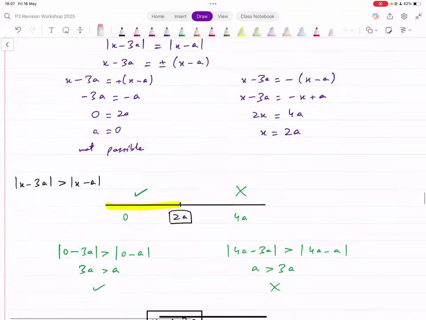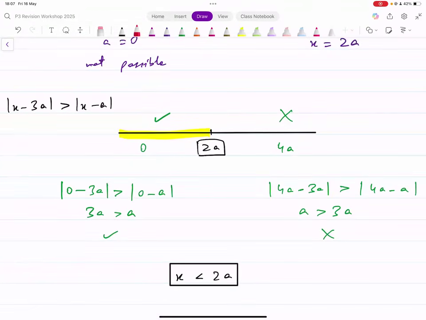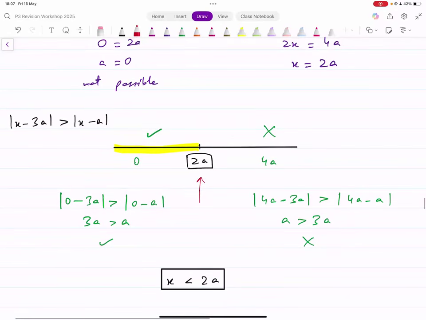What do we do in this case? In this case, we only have 1 point on the number line. So we mark that point 2a on the number line. That's only one possible solution that we got from that equation.